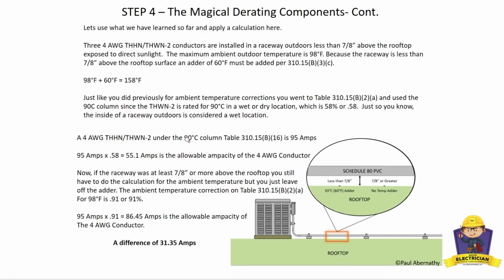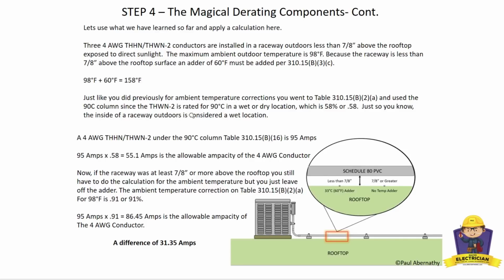All right, so let's see how this impacts it. In this case, we went to that little guide, the Copper Development Association guide, or to the ASHRAE, and it said that the area I'm in is 98 degrees Fahrenheit. So that's my ambient, my starting point. Now, my raceway is less than 7/8 inch above the rooftop, and it is in direct sunlight. Now, I don't have more than 3 current-carrying conductors, so I don't have an adjustment to make. I'm just going to do ambient and the adder here. So I take my 98 degrees Fahrenheit, and then I apply my adder as we've talked about. That adder is 60 degrees since I'm dealing in Fahrenheit; if I was dealing in Celsius, it would be 33 degrees Celsius. That results in 158 degrees Fahrenheit.